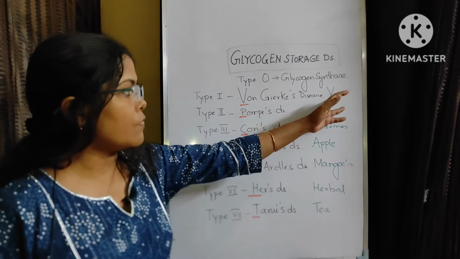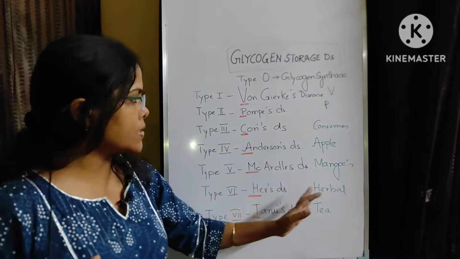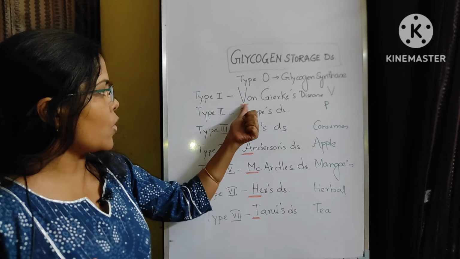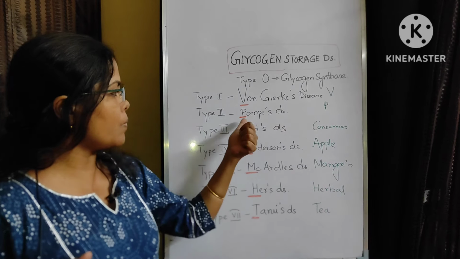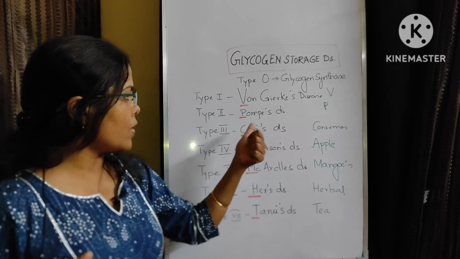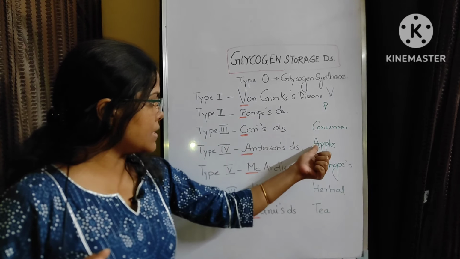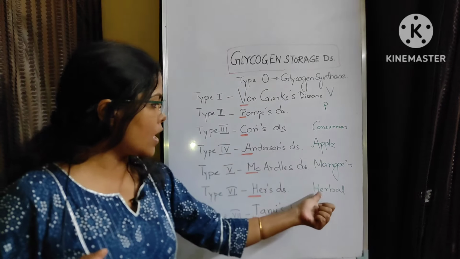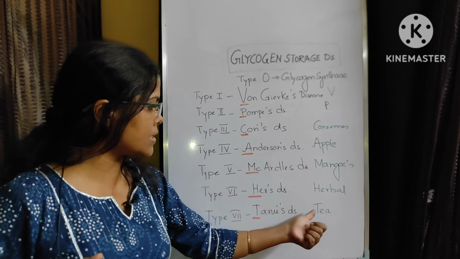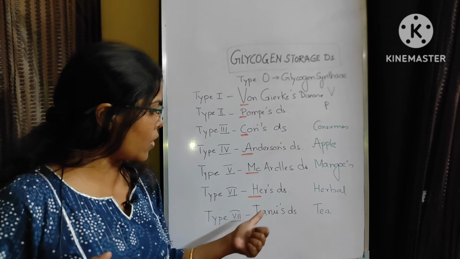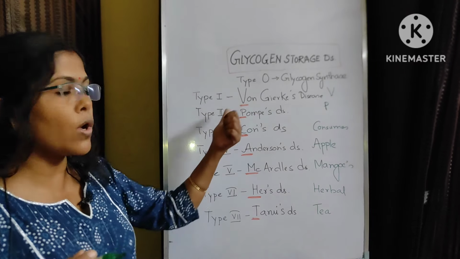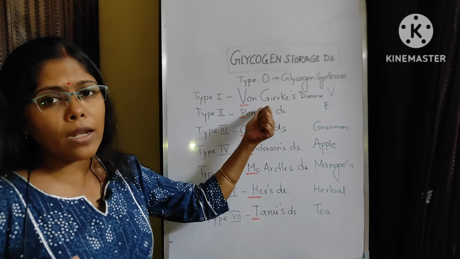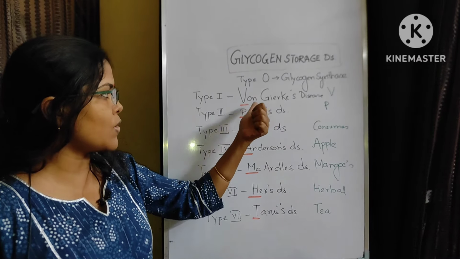This is: VP consumes apple, mangoes and herbal tea. V for von Gierke's disease, P for Pompe's disease, C for Cori's disease, apples, A for Anderson's, mangoes, M for McArdle's, herbal, H for Her's disease, and tea, T for Tarui's. So these are the diseases. Von Gierke's disease, you know, is mainly due to the deficiency of glucose 6-phosphatase.